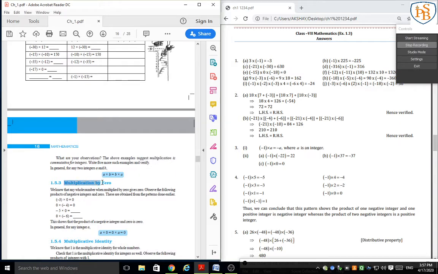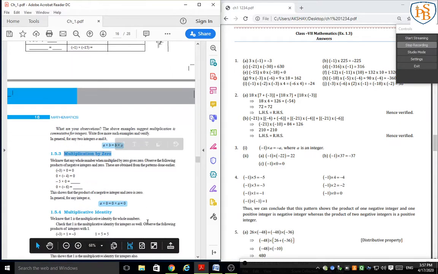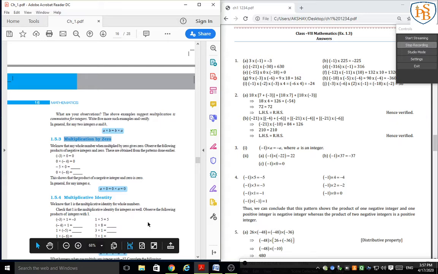The next one, multiplication by 0. Already we have studied in the first video the magic of 0, because 0 is selfish and it takes all the answers. That means if I multiply an integer with 0, or if I multiply 0 with any integer, my answer will always be 0. That means a into 0 is equal to 0 into a is equal to 0.